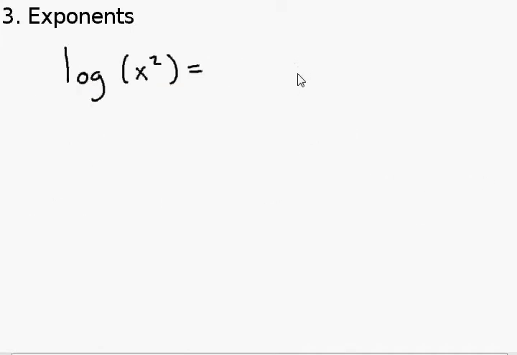The last rule for combining and manipulating logarithms is what to do with exponents. And it's kind of weird and it's not intuitive, but this exponent can actually jump outside of this logarithm.